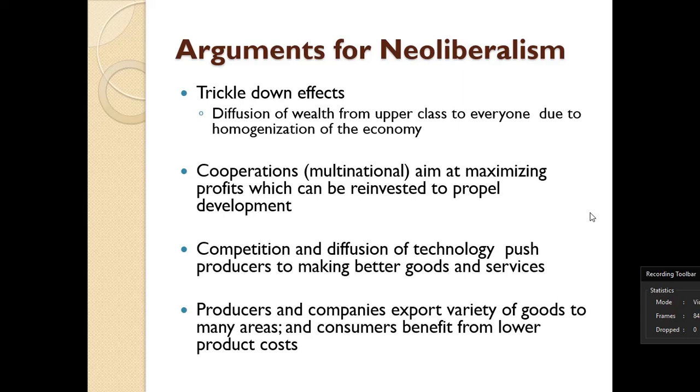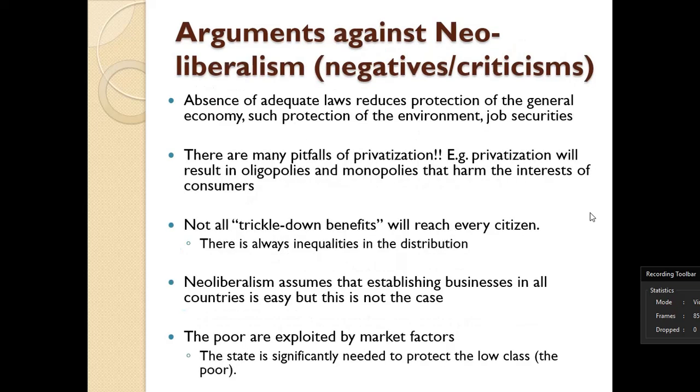Of course, neoliberalism also improves competition, and competition would necessitate those who are in the marketplace to create better goods and services to outcompete others, and therefore this increases the quantity and quality of goods and services. And producers and companies would then start exporting those goods and services to many areas. So that is what the neoliberals suggest.